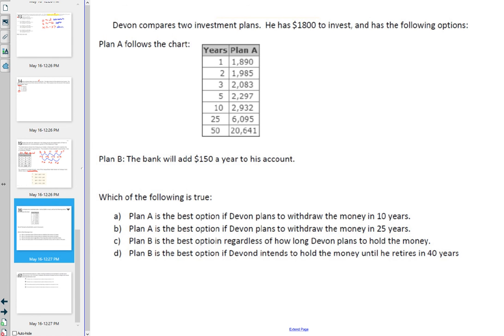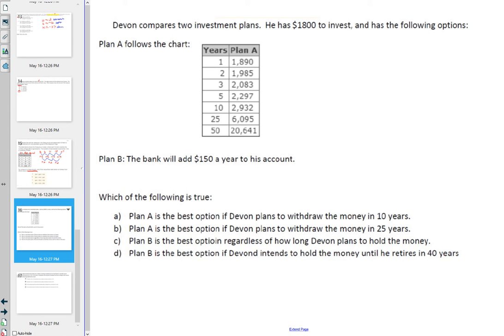Devin compares two investment plans. He has $1,800 to invest and has the following options. Plan A is a chart. Plan B will add $150 a year to his account. Which of the following is true? Plan A is the best option if Devin plans to withdraw the money in 10 years.